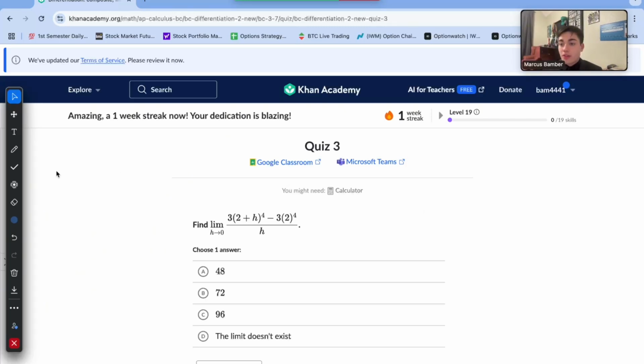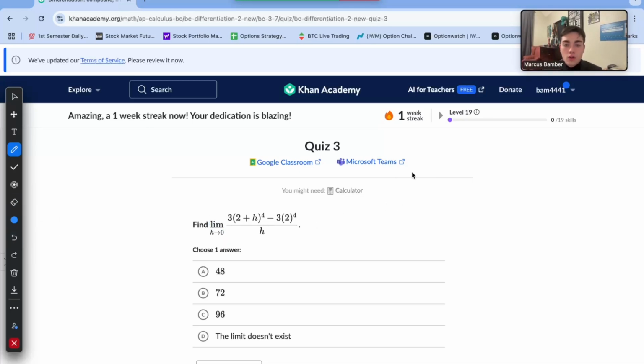And let's get started with this first question. So we need to recognize that this is a hidden derivative. So it's going to be a function here. We're going to use what we know about the definition of the derivative to figure out the function. And then from there, we're just going to take the derivative of that function, which is the same as finding the limit as h approaches 0.